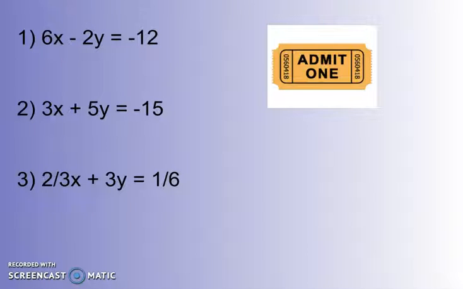Okay, so what I want you to do is I want you to try these 3 problems. Some of them have a fraction in them and some do not. I would highly recommend that if they have more than just a fraction in front of the x, like number 3, this one has a fraction here as well as here, get rid of those fractions first.